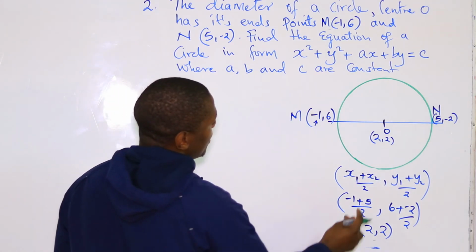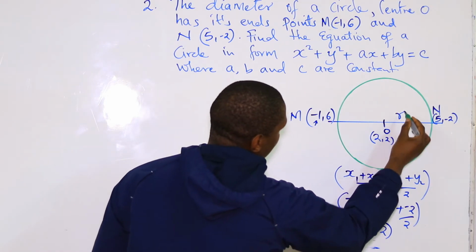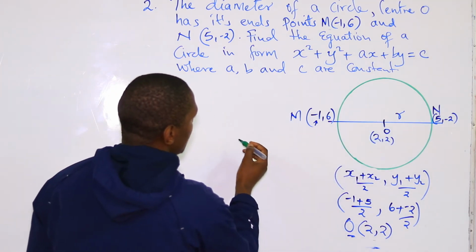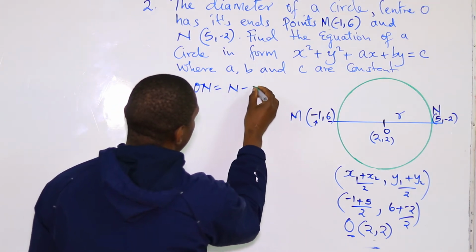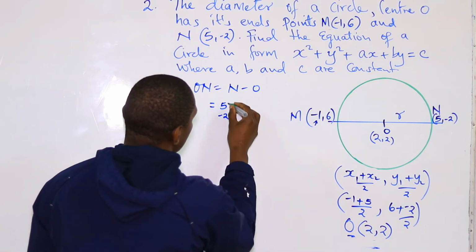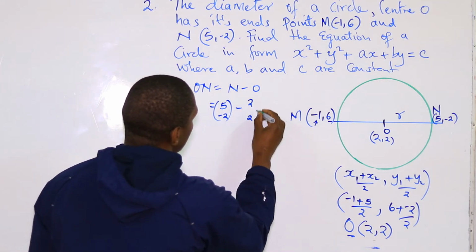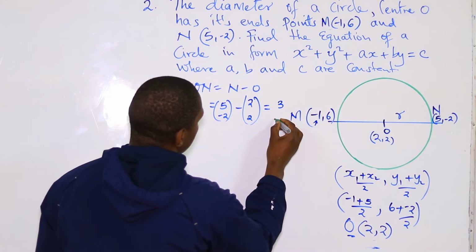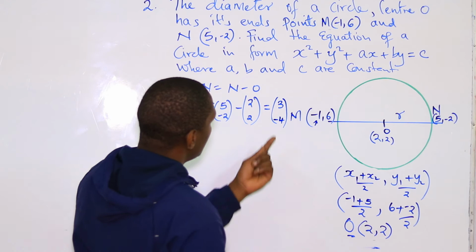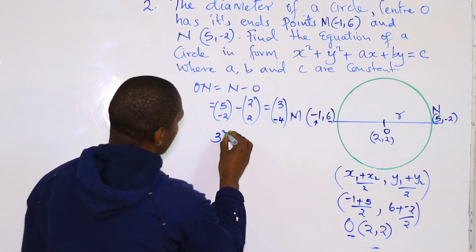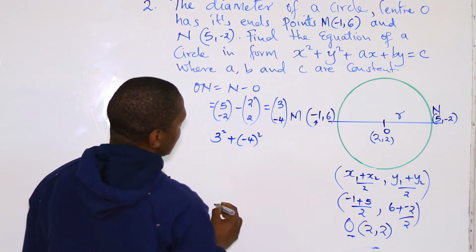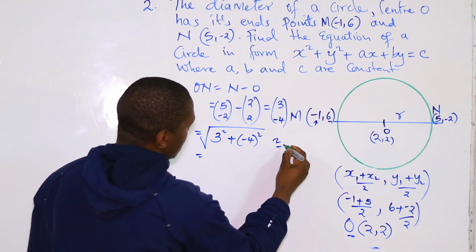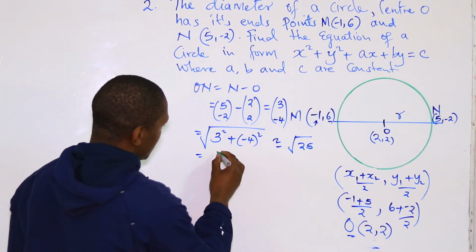Now, to find the equation of a circle, we need the center and the radius. So we also want to get the radius of this circle, which is ON. To get the radius, we get the magnitude of ON. This will be N minus O, that is (5, -2) minus (2, 2). So we get 5 minus 2, that is 3, then negative 2 minus 2, that will be negative 4. Then we square this: the square root of 3 squared plus negative 4 squared, which is 9 plus 16. That will be the square root of 25, which is 5.